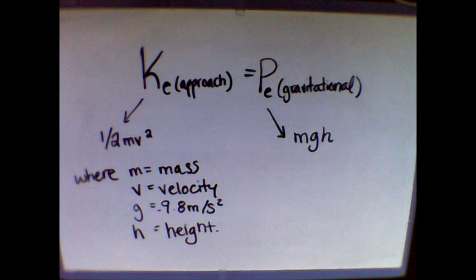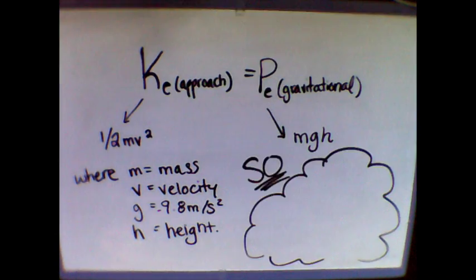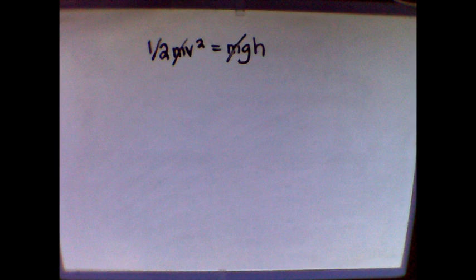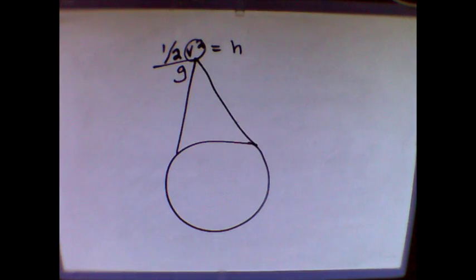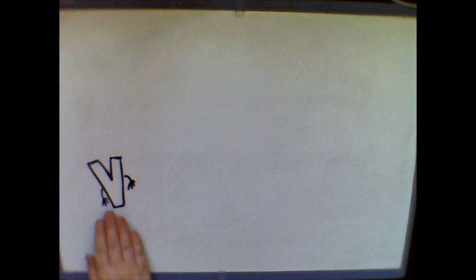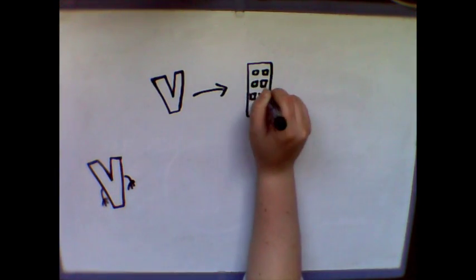1/2 mass times velocity squared is equal to mass times gravity times height. We can now see that initial velocity is very important for the obtainable height in a pole vault. The greater the speed, the greater the height, because kinetic energy is generated from gaining velocity.